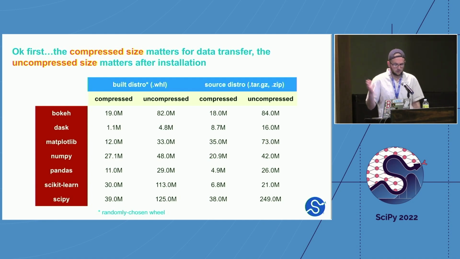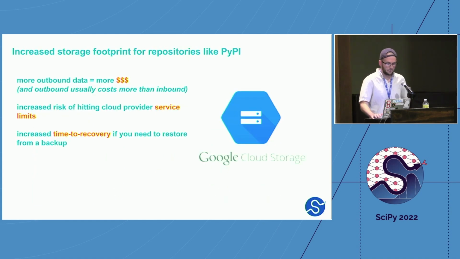So I wrote a bunch of truly disgusting shell scripts to automate building a table like this in preparation for this talk. Here's a couple of the most recent releases of some of these popular packages that you've seen mentioned in other talks here. And you can get a sense of the difference between the compressed and uncompressed size of their different distributions. Okay, so what are some of the implications of having unnecessary files in your distributions and larger distributions?